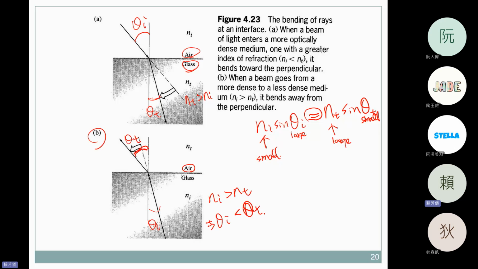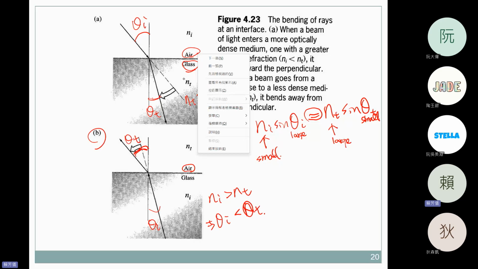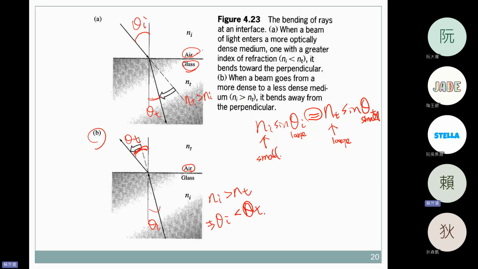So you see figure 1, the glass is denser than the air, meaning the refractive index of the glass is larger than the air. So the light bends toward the more dense material. And compare with B, this one is denser, so the light will bend toward the more dense material. The transmitted light is bent toward the more dense material.